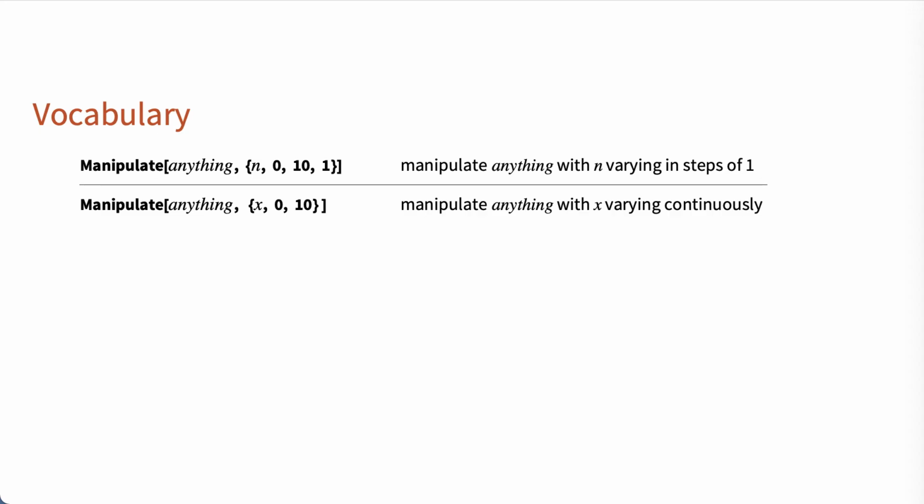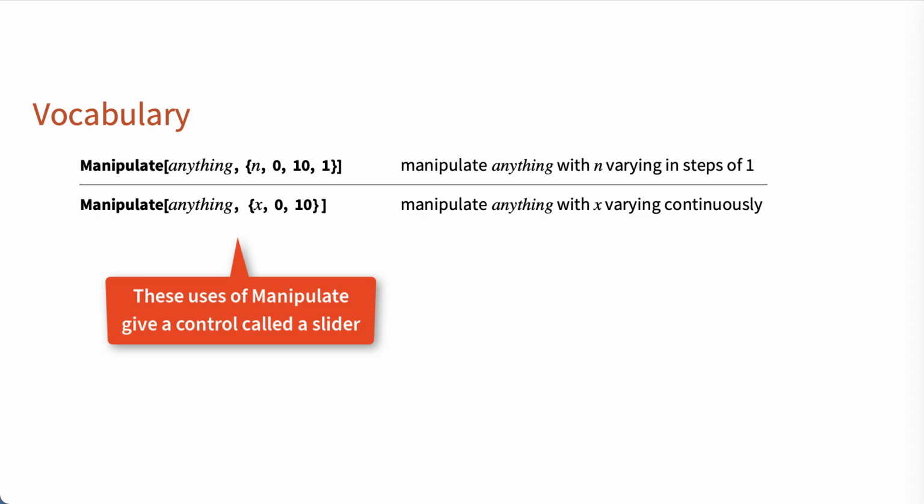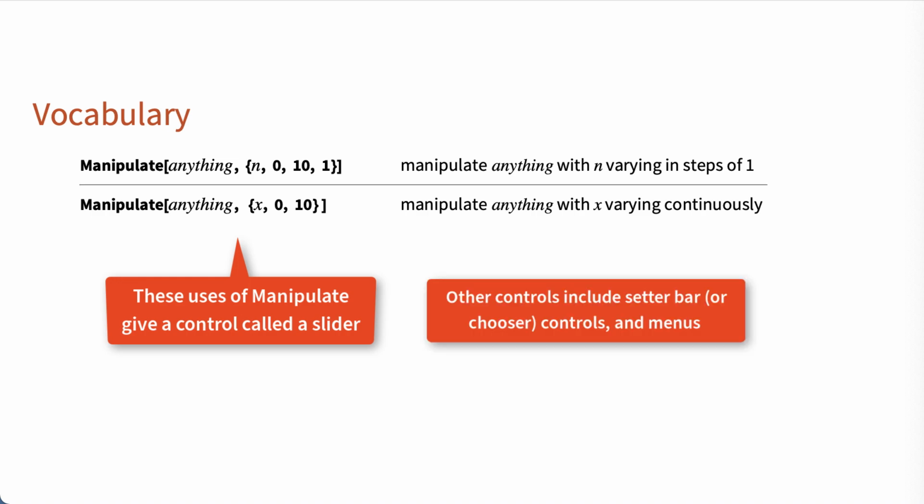The only new programming vocabulary in this section is the manipulate function, which was used for setting a variable that ranges over a sequence of values, such as for setting n to range from 0 to 10 in steps of 1, and for setting a variable that can take any value in a continuous range of values. These uses of manipulate give a control called a slider, but there are several other types of controls, such as the chooser and menu controls that also came up in the examples.